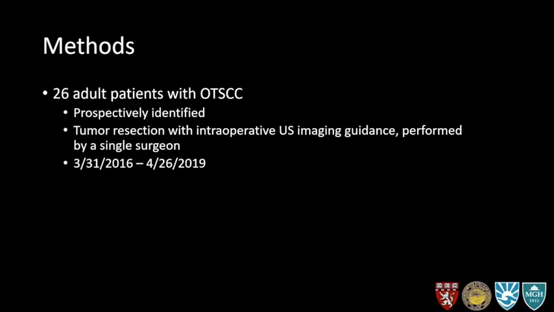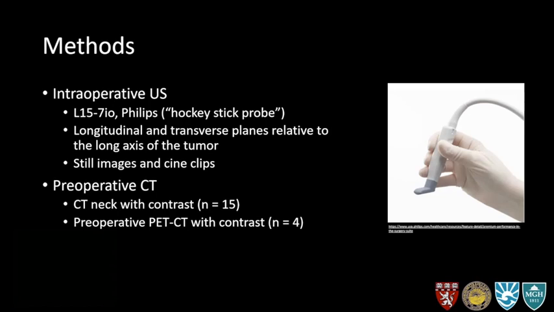In this study, we prospectively identified 26 adult patients with oral tongue squamous cell carcinomas. These patients underwent tumor resection by a single surgeon between March of 2016 and April of 2019. During the surgery, intraoperative ultrasound was used as imaging guidance. For intraoperative ultrasound, a hockey stick probe from Philips was used. Longitudinal and transverse planes relative to the long axis of the tumor were imaged. Both still images and cine clips were obtained.